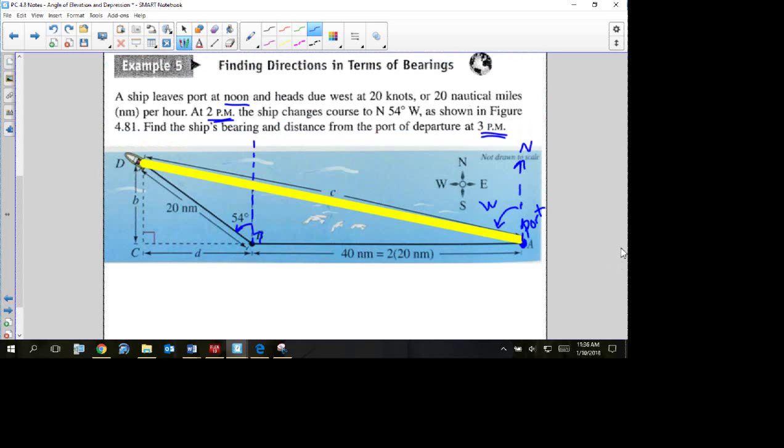West. So we will have to find the bearing, and we'll have to find the west, and the number in between the degrees. Okay. So we'll have to find north something degrees west. All right, so let's do that.